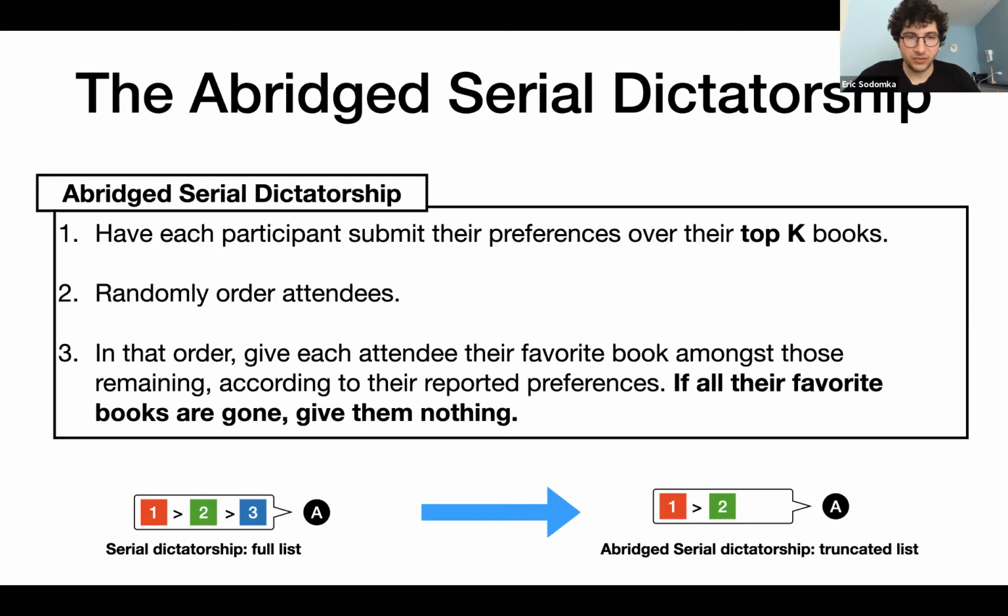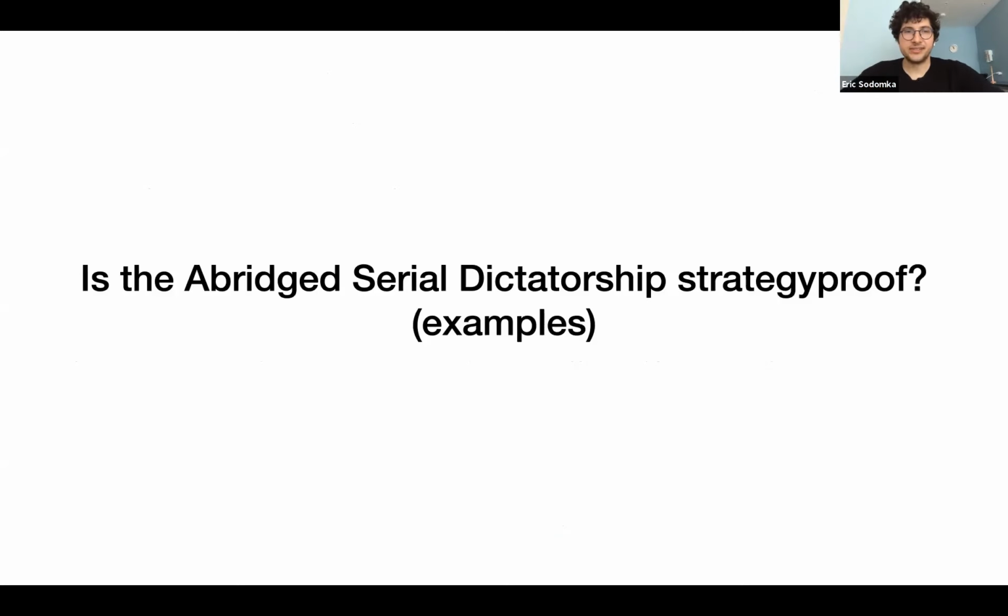Down below, in serial dictatorship, you would give your full list of preferences. But in this abridged serial dictatorship, we have a truncated list where if K equals 2, you're only going to state your top 2 preferences. Hopefully that's clear. It's exactly the same as serial dictatorship, except you're not reporting the full list of your favorite books, and if all the books you've reported are gone, you're not getting anything. That's the only difference. So the question is: is the abridged serial dictatorship strategy proof?